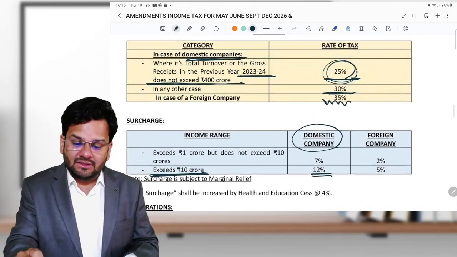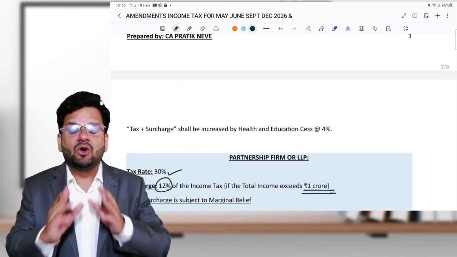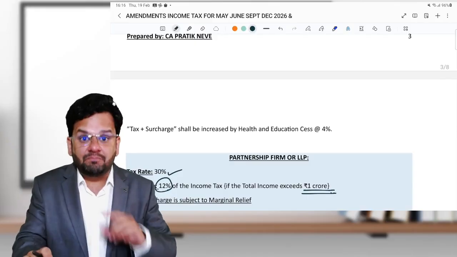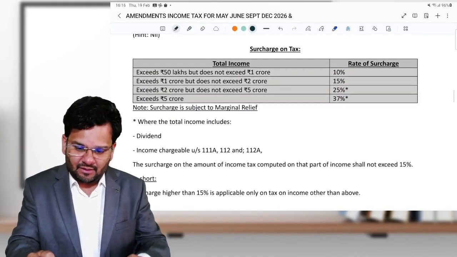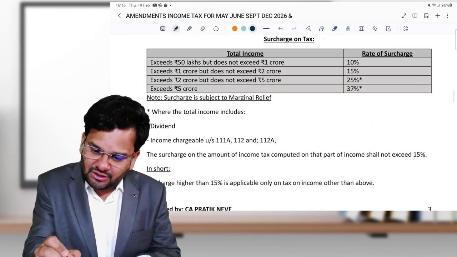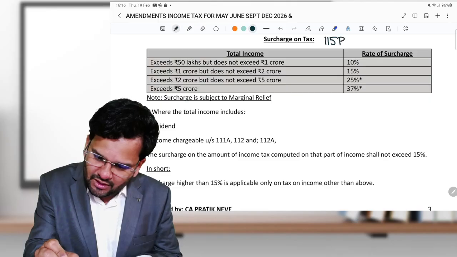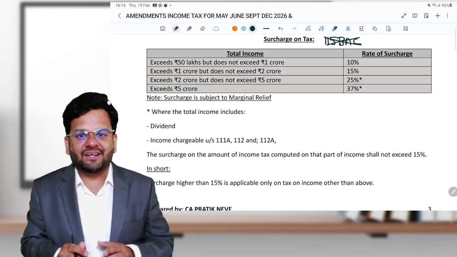And just to remind you of surcharge in case of individuals who are out of 115 BAC, there is one more category. Yes, I hope you remember that category. So this is surcharge on tax when you are out of 115 BAC. What is one more category?